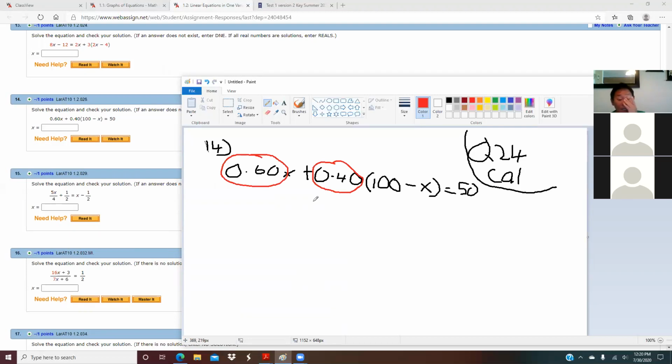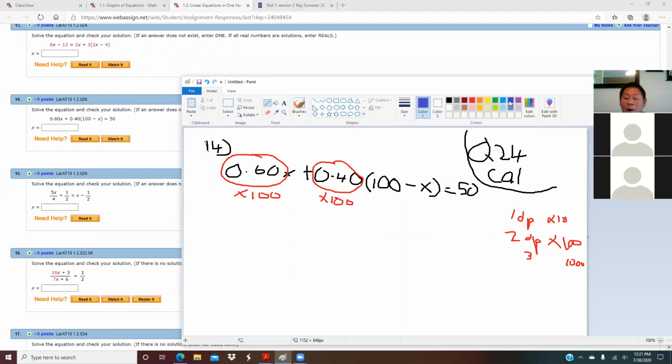So what I do here is look at the decimals and figure out how many decimal places we have. If you have 1 decimal place, we multiply by 10. If you have 2 decimal places, we multiply by 100. If you have 3, then we multiply by 1,000. So it depends on how many decimals. This has 2, so I will multiply by 100, so that you won't get any decimals, okay?